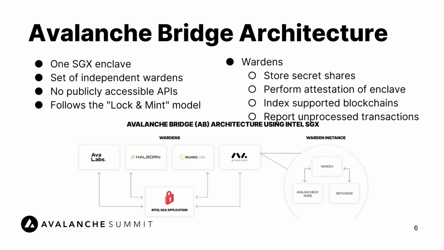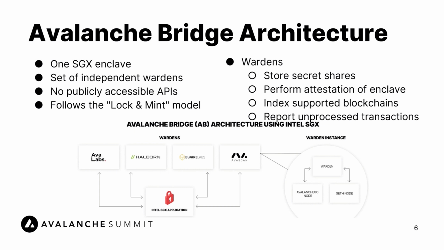They store secret shares. The enclave generates a master secret from which it derives all of its keys and wallets. That's obviously the most confidential information in the bridge. So what the enclave does is use Shamir secret sharing to split that secret into 4 different parts, or however many wardens there are, and shares one piece of that secret with each of the wardens. So the wardens then store that share.